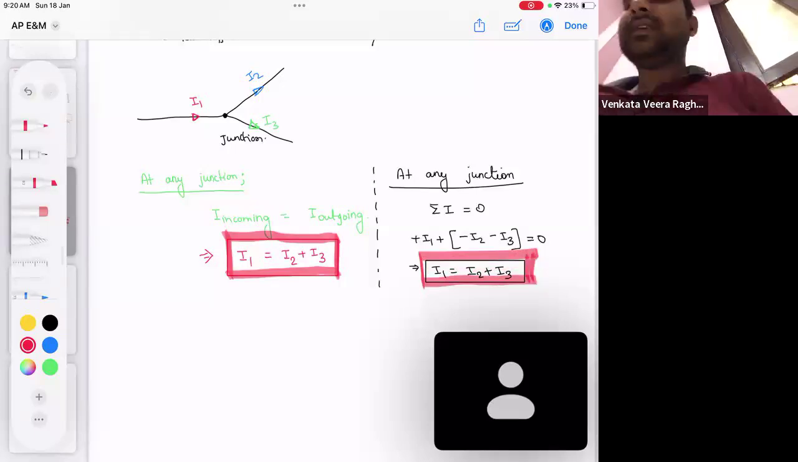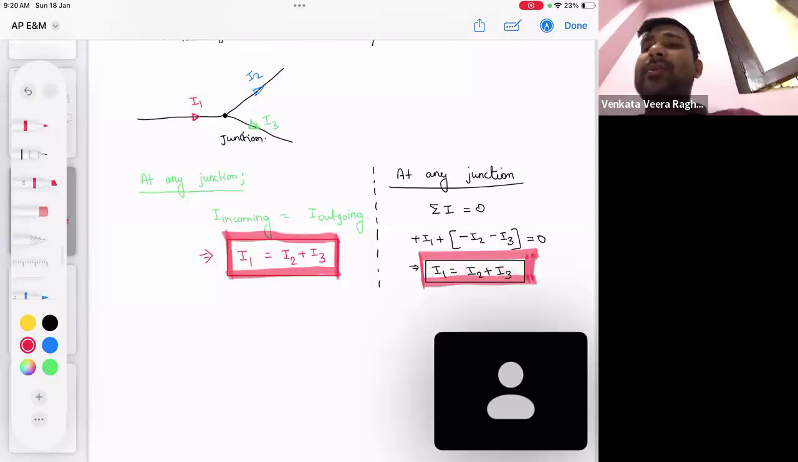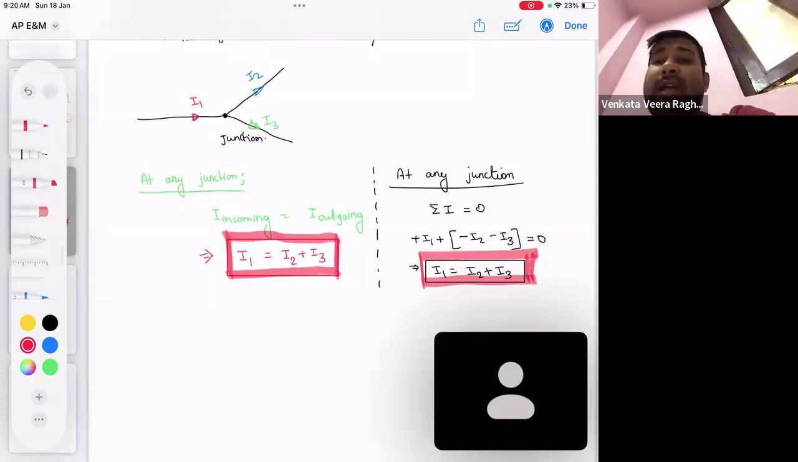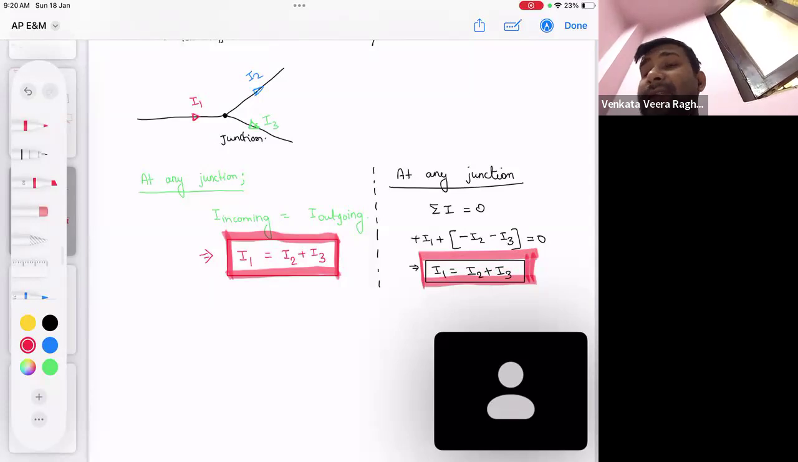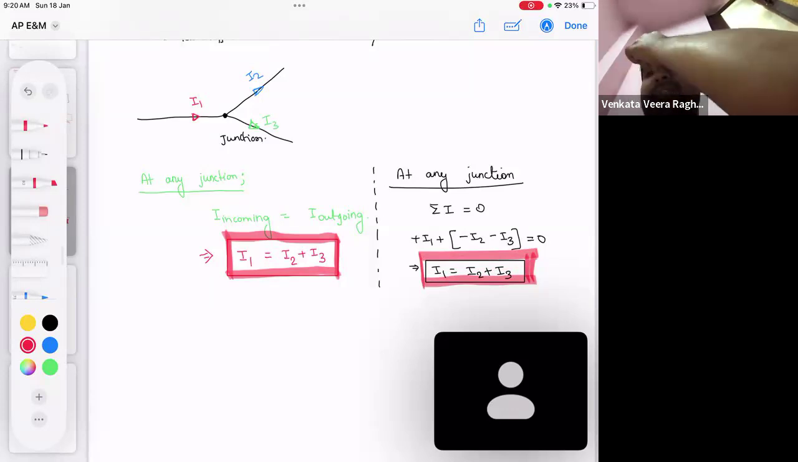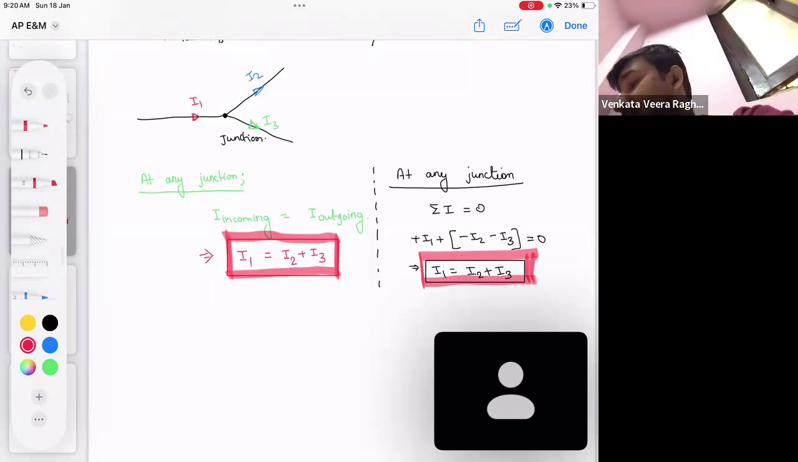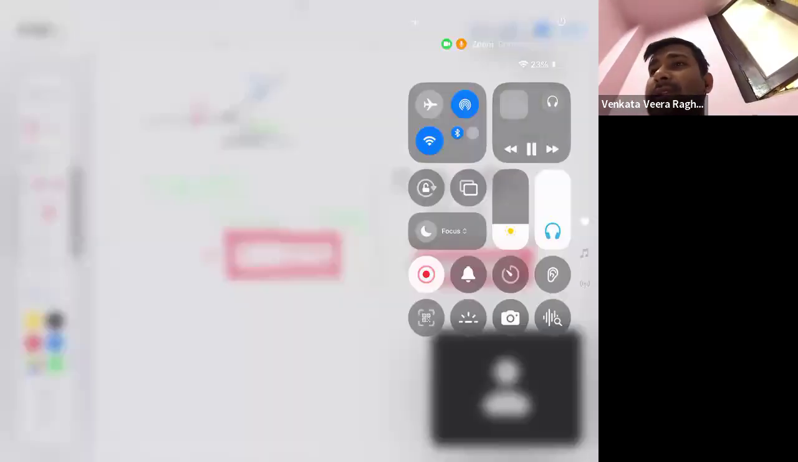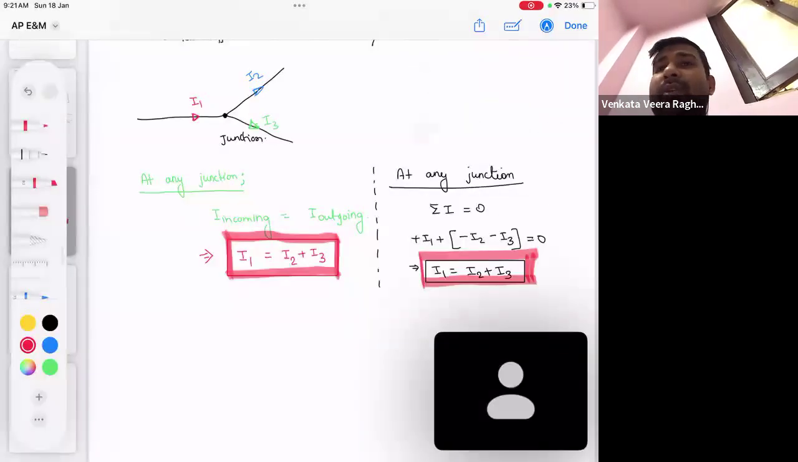In the first case, what did we apply? Incoming current equal to outgoing current. We got I1 equal to I2 plus I3. And the second time, I am applying the same Kirchhoff's junction law, but this time I am writing it in the form of the summation of current. Understood? So both are the same thing only. Do you understand? Please tell me.